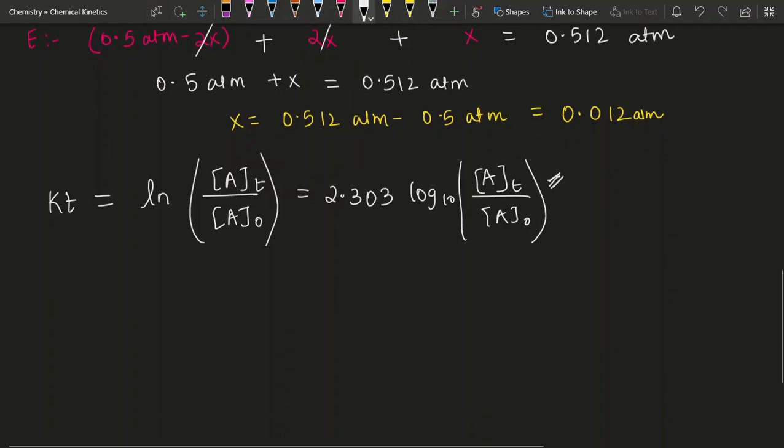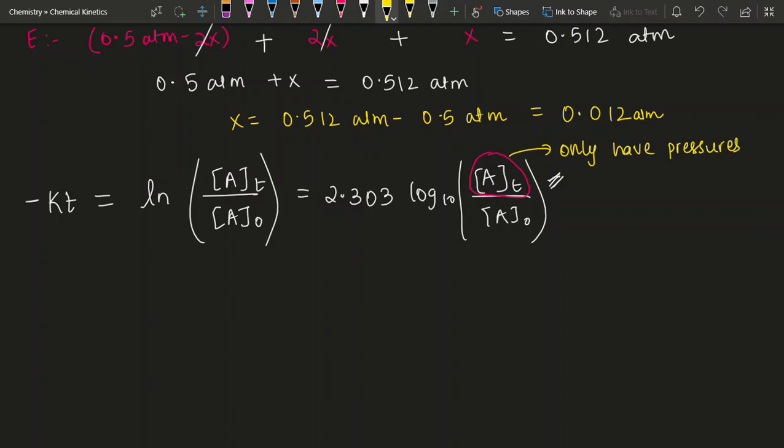There is a negative sign there as well, sorry. So the negative kt, I just forgot that. Notice that we are not taking the concentration in this regard. In this problem, we only have pressures. And because you're having pressures, you need to do some sort of manipulation, and the way you do that is, instead of concentration, and this is the point where it gets a little bit tricky, you just put pressure.